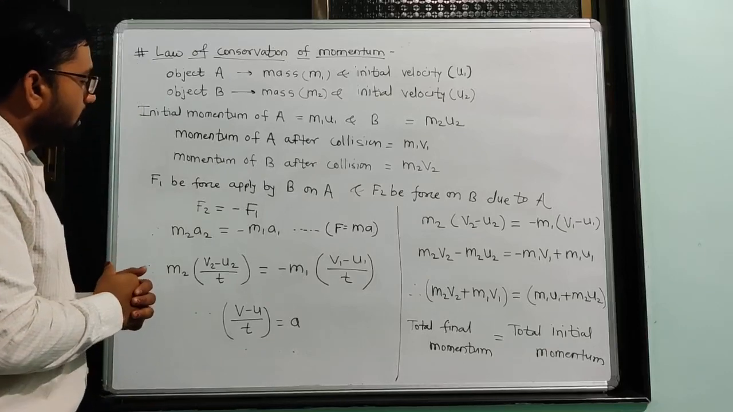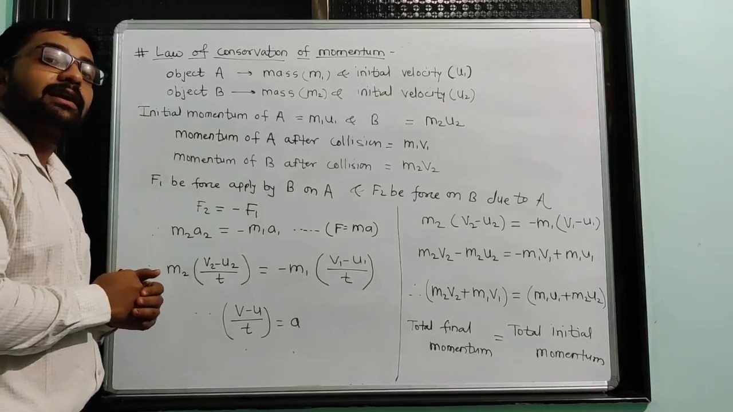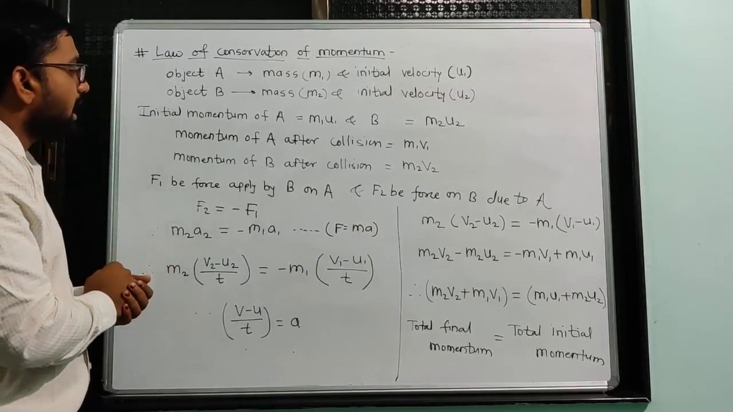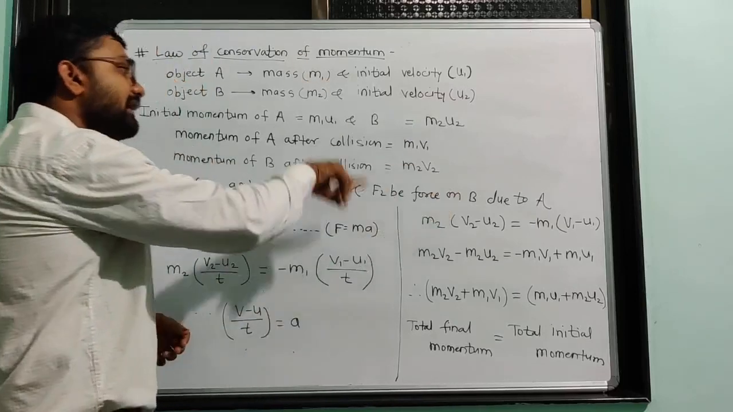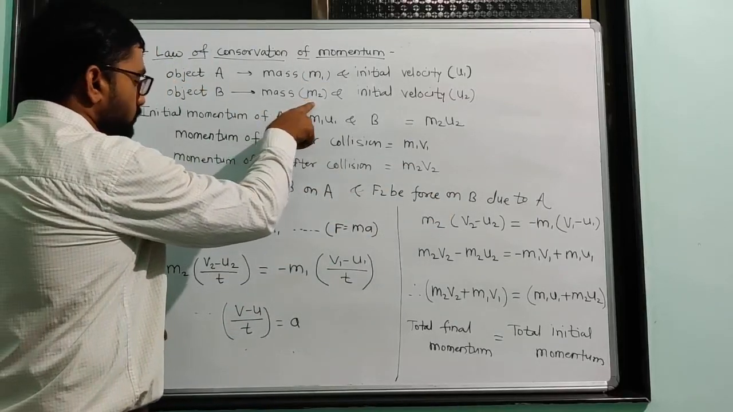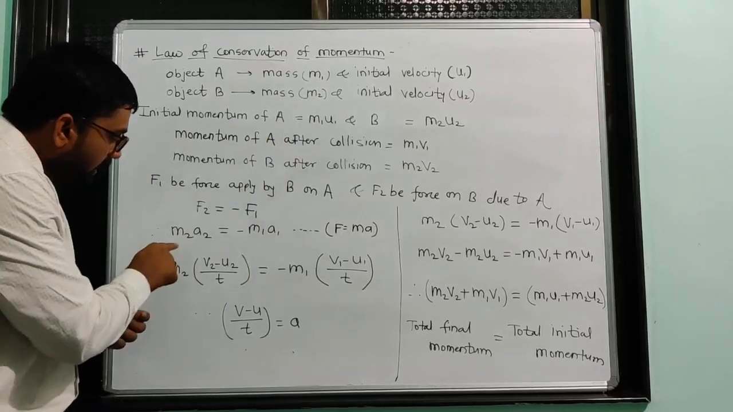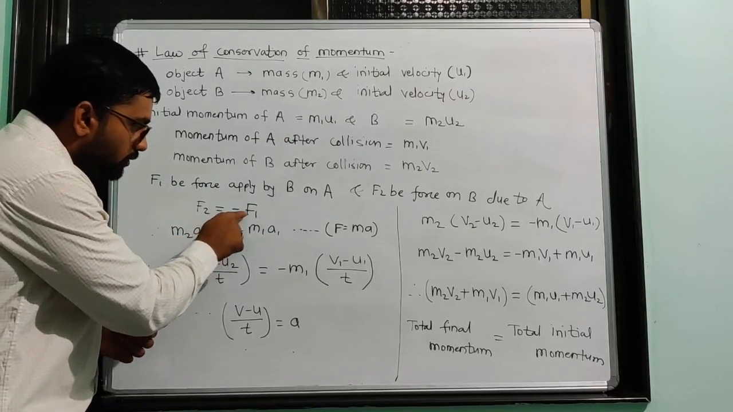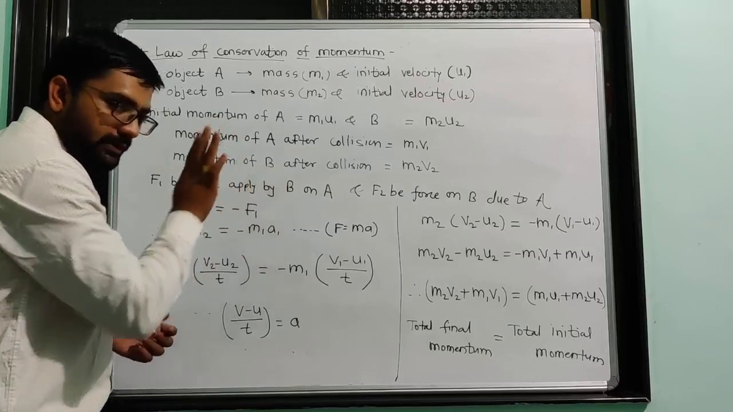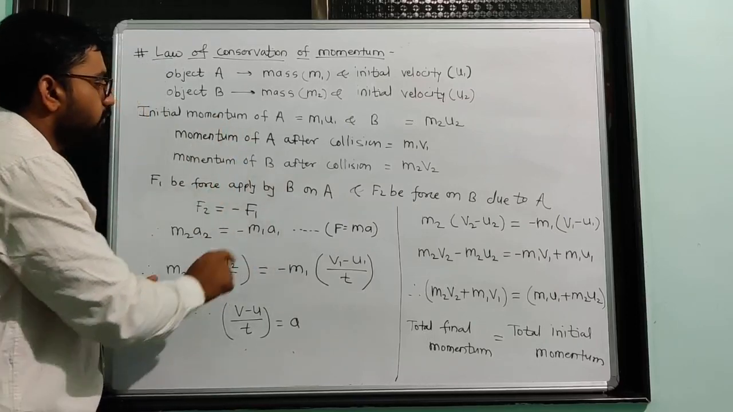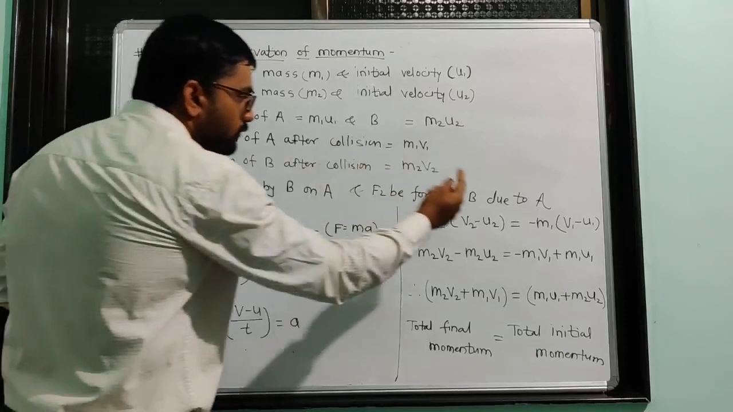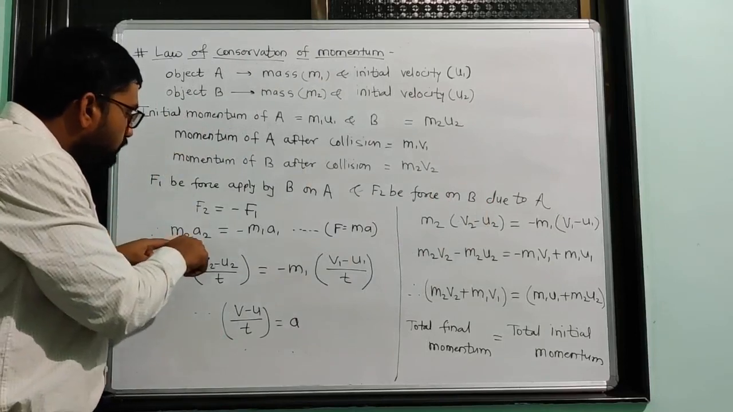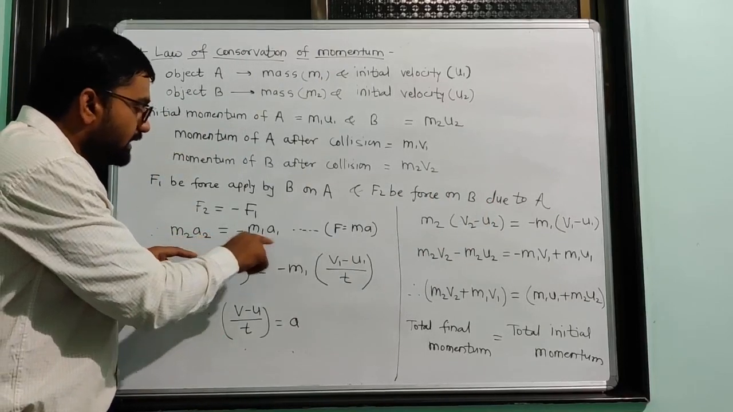Okay, but we know according to Newton's second law, F is equal to ma, where F2 is the force applied on B, that is the second object having mass m2. So F2 will be equal to m2 a2, which will be equal to F1. F1 is what? m1 a1. F1 is the force on A, and F2 is the force on B. That you have to remember. So m2 a2 will be equal to minus m1 a1.